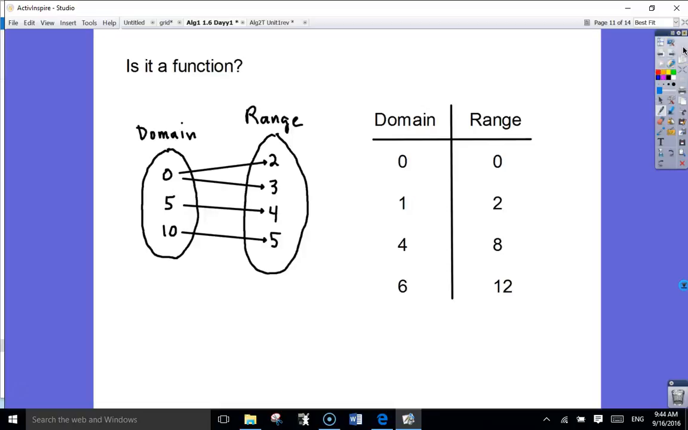So let's see both of these here. Is this a function? Why? Because there's two arrows coming off the same member of the domain. Is this a function? Look for repeated inputs or repeated members of the domain. Yeah, so this is no, yes. Right, so this is no because of that. And this is yes because no repeats.